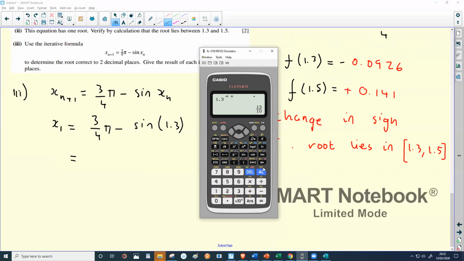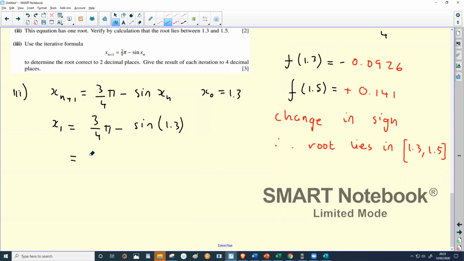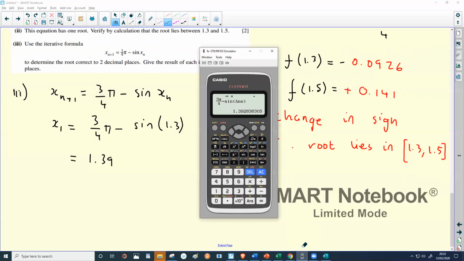And now that's my most current answer. Once I've got that, I'm going to press AC and set up the iterative formula on my calculator. So 3 pi over 4 minus sine of answer now. Okay. So now I get that x1 is equal to 1.3926 to 4 decimal places.